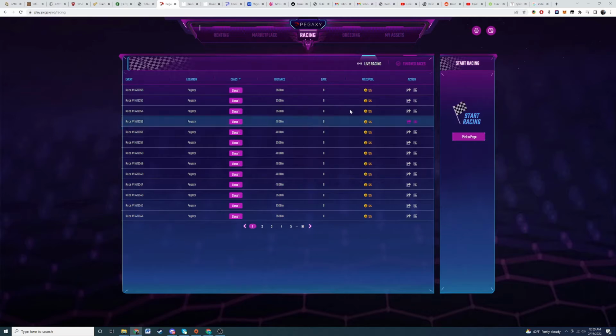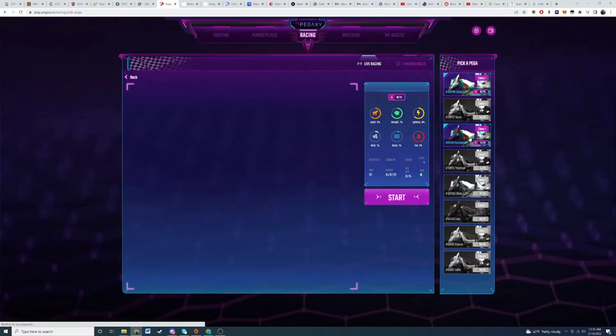All races award a total of 175 VIS tokens per race, with the first place Pega getting, I believe, 105, the second place Pega getting 44, and the third place Pega, not last, getting 22 or something like that. There are two racing modes. I believe I have it in 2D right now, so this is my stable of Pegas.